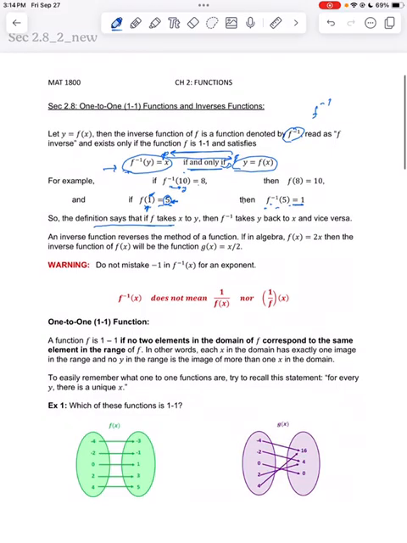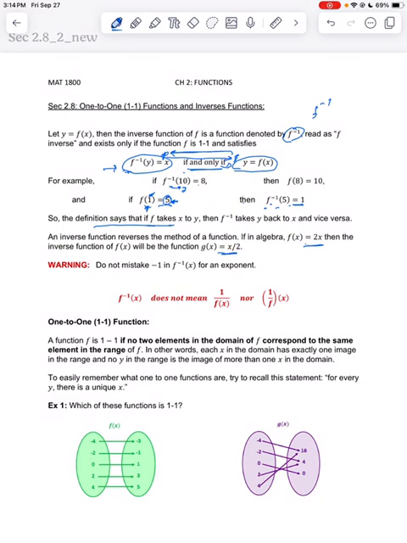In algebra, if f of x is equal to 2x, then the inverse function of f of x will be the function g of x equals x over 2. Why? Because here we are multiplying x by 2, so what will be the inverse of multiplication? Division. So that is what happens here.